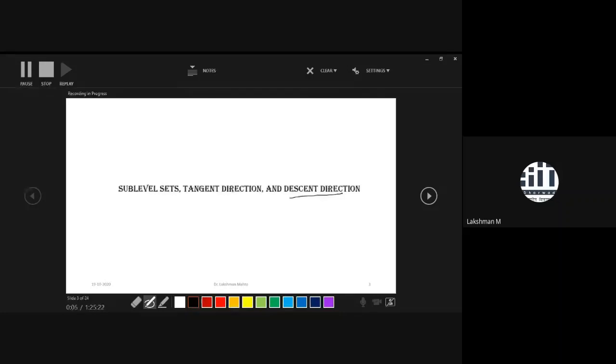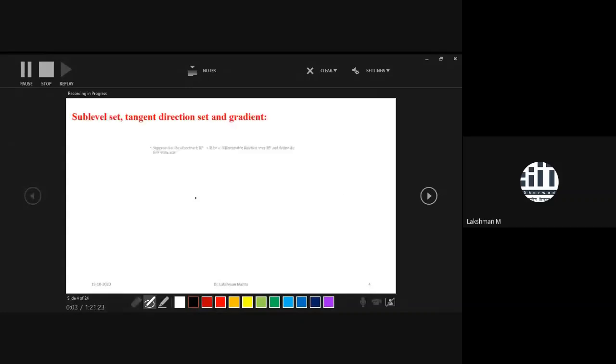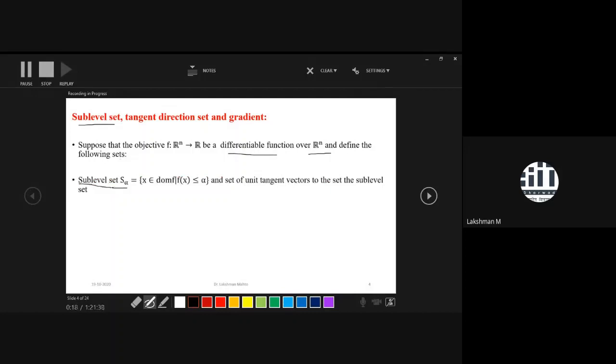In order to understand descent direction better, you need to know the level set, sublevel set, and tangent direction as well. So I am defining them here again. Suppose you have an objective function, or simply a function from Rn to R. Suppose it is differentiable over Rn, and we define the following two important sets. The first set we are calling the sublevel set.